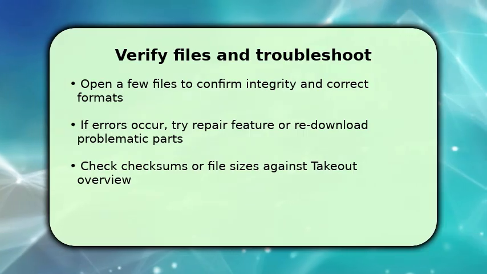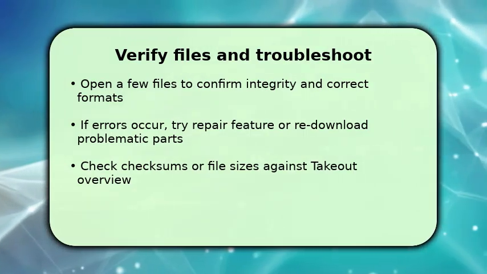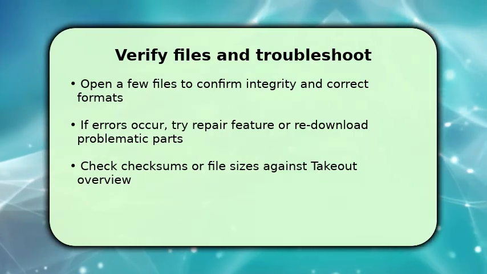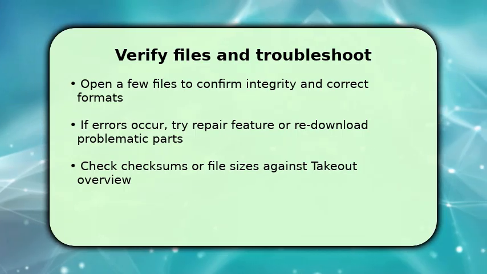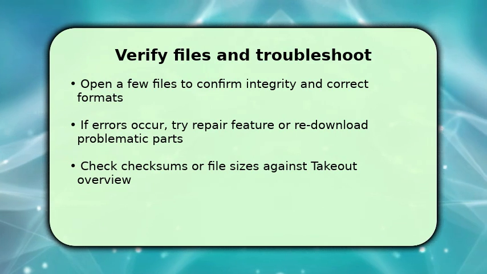Partial downloads or network interruptions cause corruption. Make sure file sizes or checksums match what Takeout reported. Finally, organize extracted folders and back up important data. This protects you from accidental deletion and keeps the dataset usable.